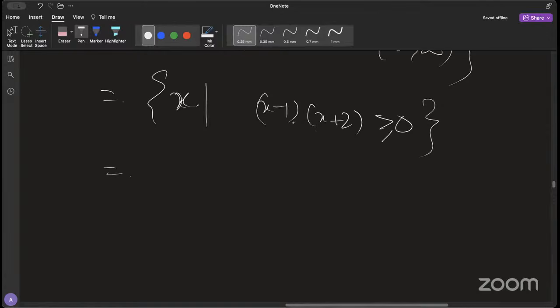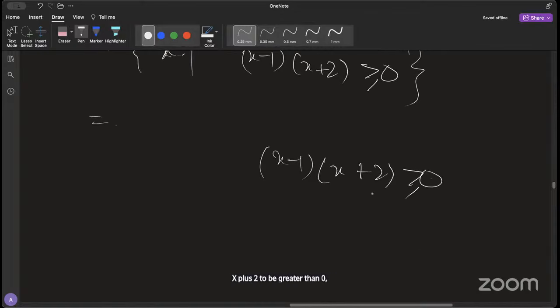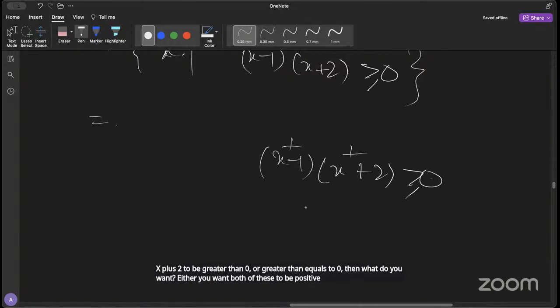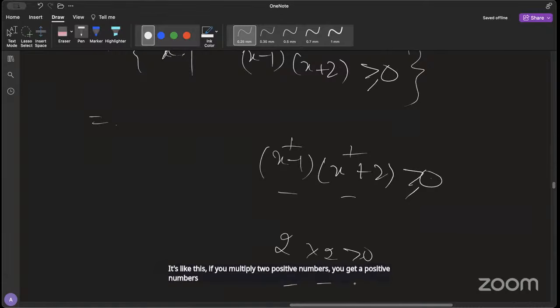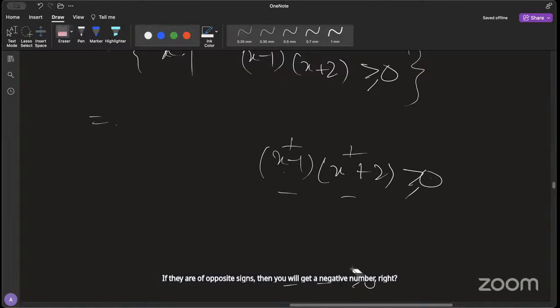If you want (x minus 1)(x plus 2) to be greater than 0 or greater than or equal to 0, then what do you want? Either you want both of these to be positive, or you want both of them to be negative. If you multiply two positive numbers, you get a positive number, and when you multiply two negatives, you get a positive number. If they are of opposite signs, you'll get a negative number, right?